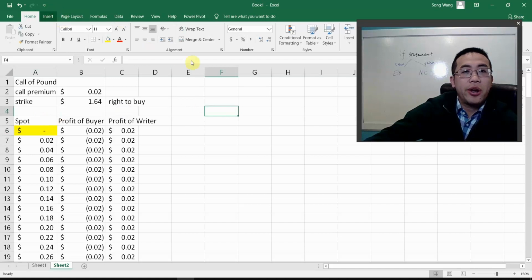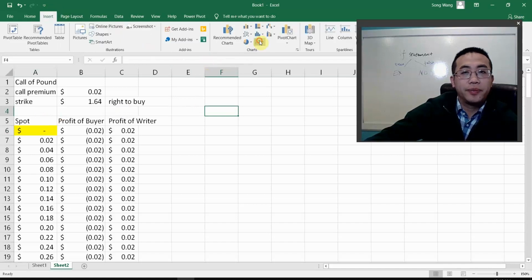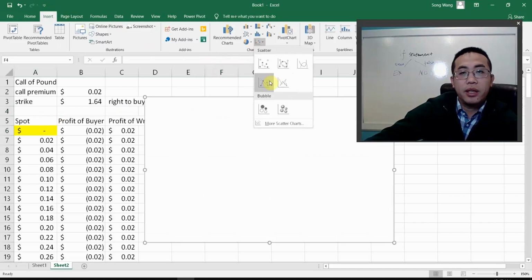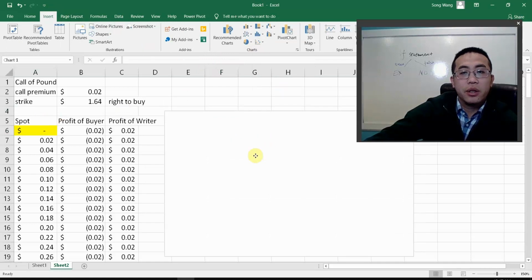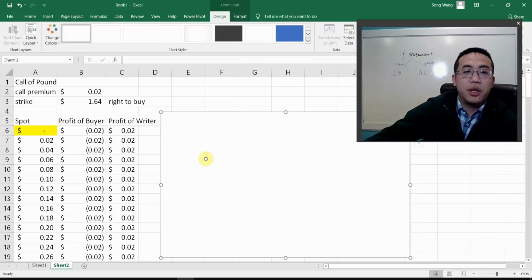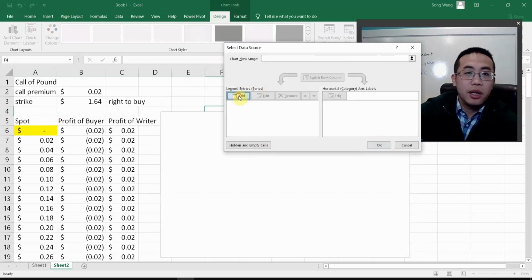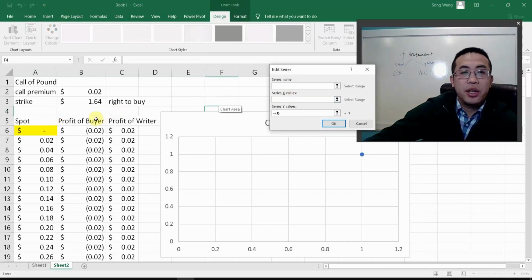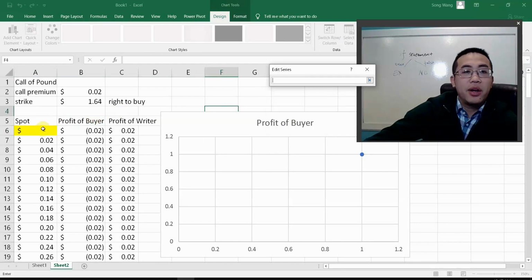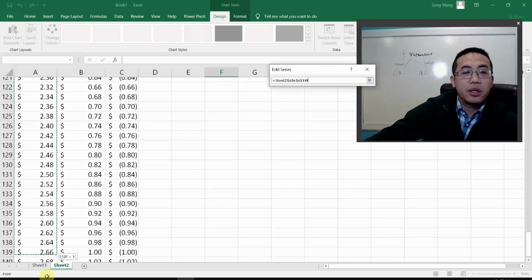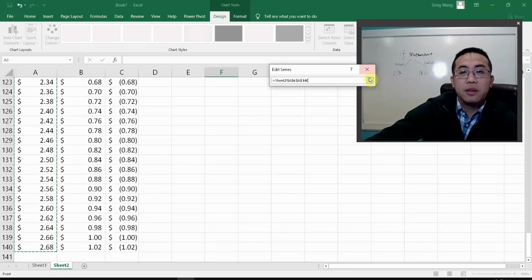I will insert a chart here. Make it a scatter chart with straight lines and markers. And there will be 2 series in the chart. And I will choose select data, and I add 1 series. I just say profit of option buyer. The X values would be the spot rate. Just select all of them.